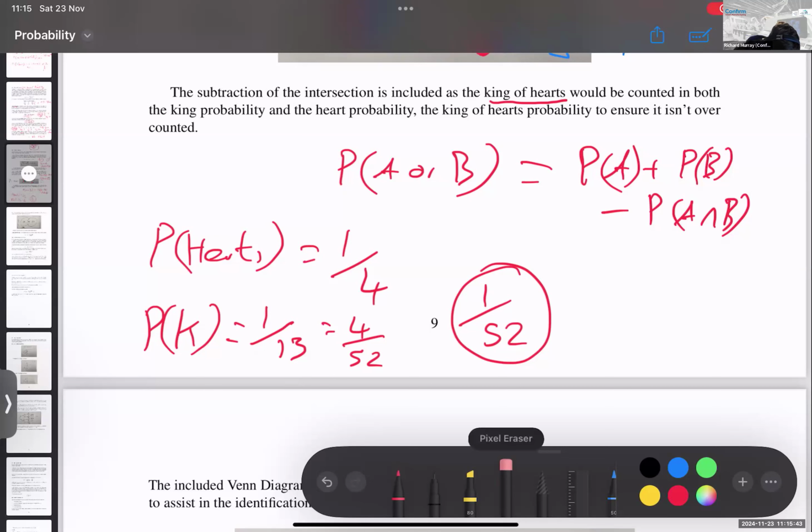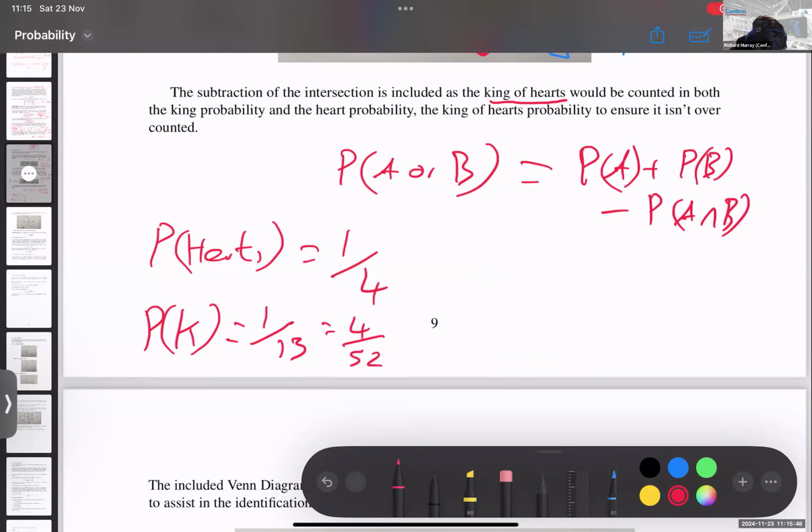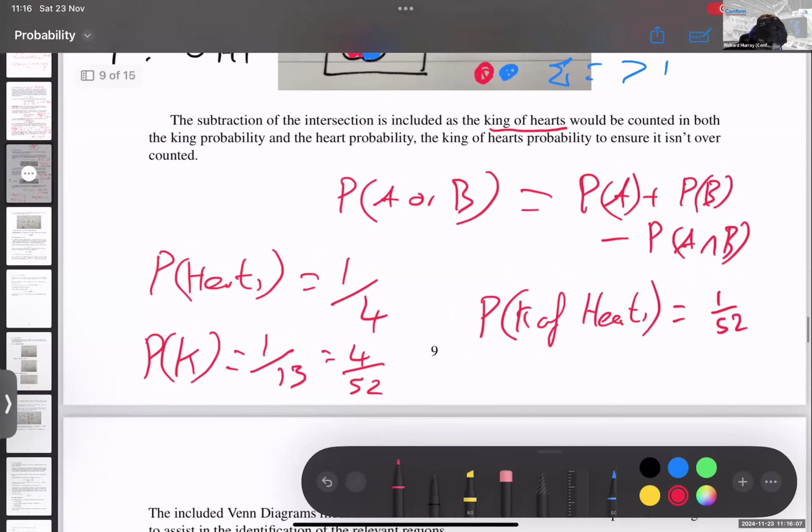apologies, so if we're looking for the probability of King of Hearts, there's only one King of Hearts. That's a 1 in 52 chance. So we'd have 1 in 4 plus 1 in 13 minus 1 in 52. And then we'd simplify that out.